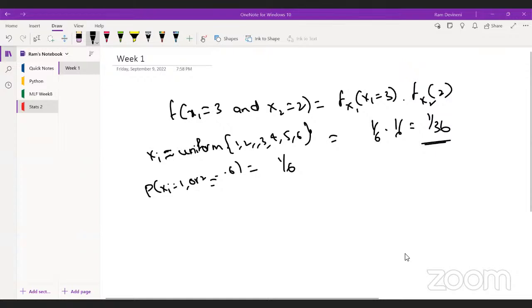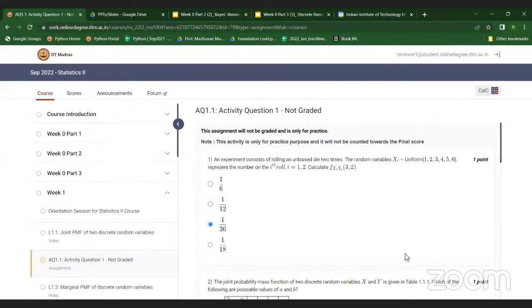Why did you multiply it? We have multiplied it because X1 and X2 are independent. That is why we have multiplied it.